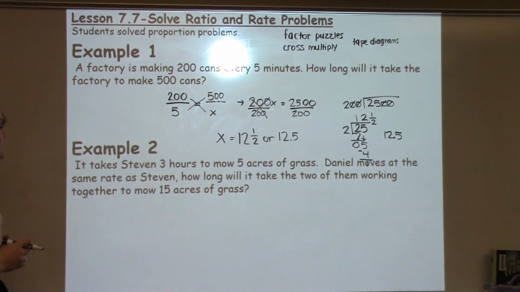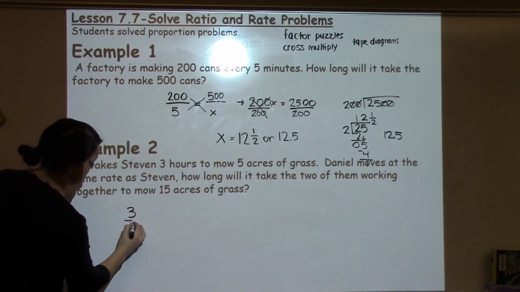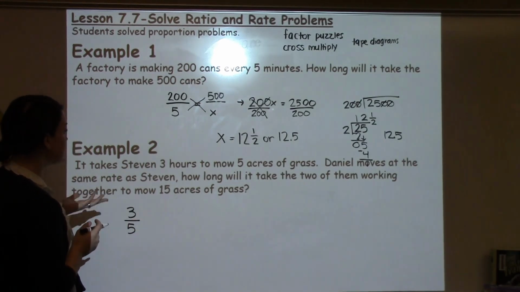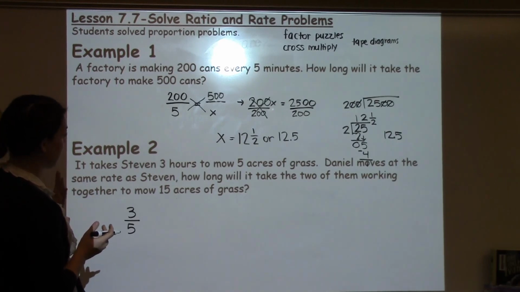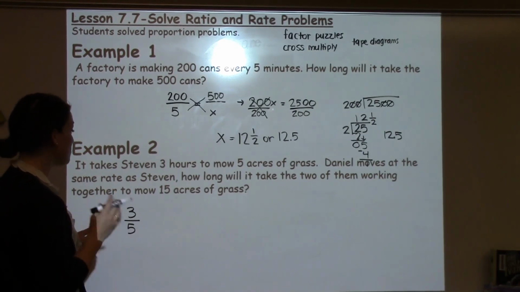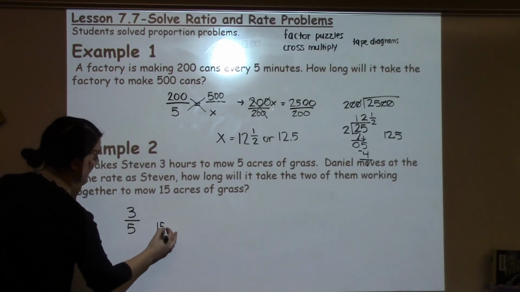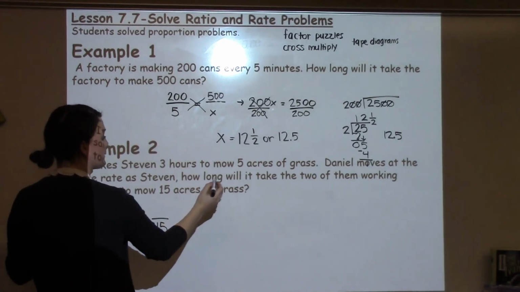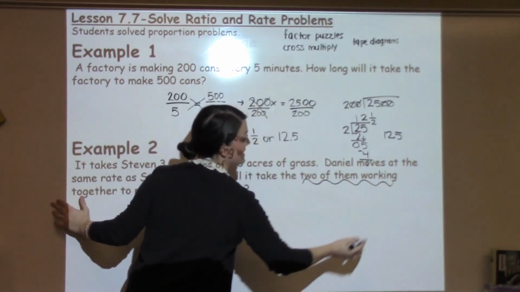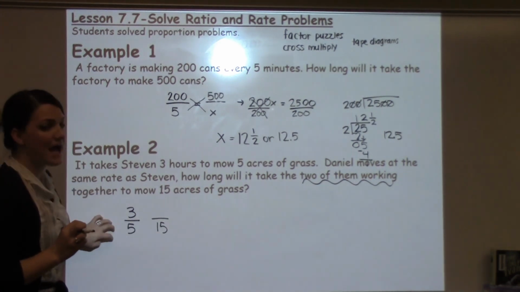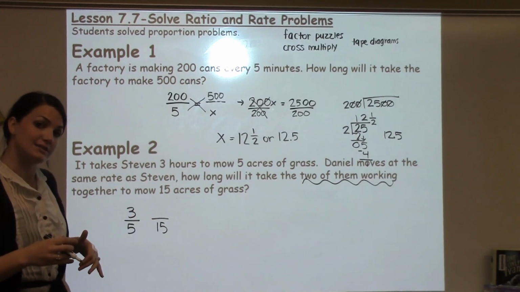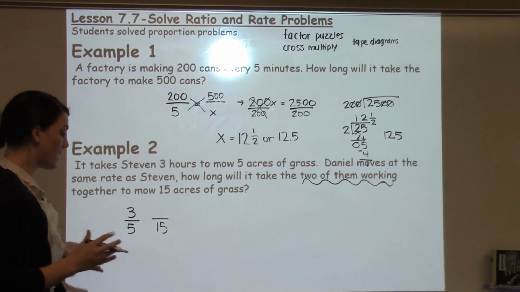Example 2 says, it takes Stephen 3 hours to mow 5 acres of grass. So that is my first proportion or ratio there, 3 hours for 5 acres. Daniel mows the same rate as Stephen. So how long will it take the two of them working together to mow 15 acres of grass? So even though we've been thrown a curveball here and we're going to have two of them working together on this, I first need to decide how much would it take for just one person to do that job. And then since they're both working at the same rate, we'll be able to tackle that in an easier way later on.